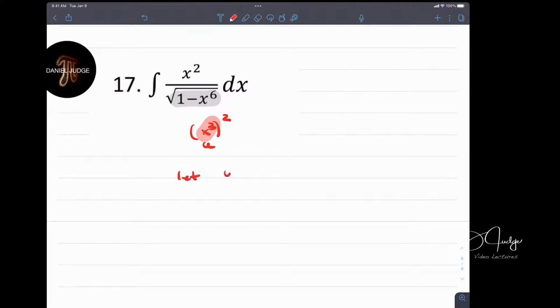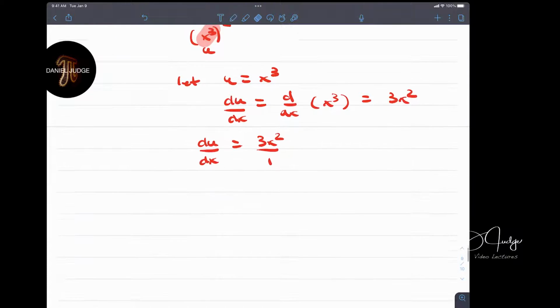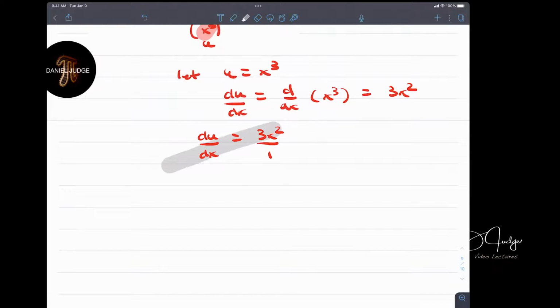So I'll let my u be x cubed, because x to the third power raised to the second power, you take the 3 times 2, that's x to the 6. So that's what we have here. So this is going to be my u. And now du dx is d dx of x cubed, which will be 3x squared. Remember, that's going to be over 1. What I'm saying is, you write du dx as 3x squared over 1. It's really 3x squared, because you're going to create a proportion so you can cross multiply and solve for what you need.